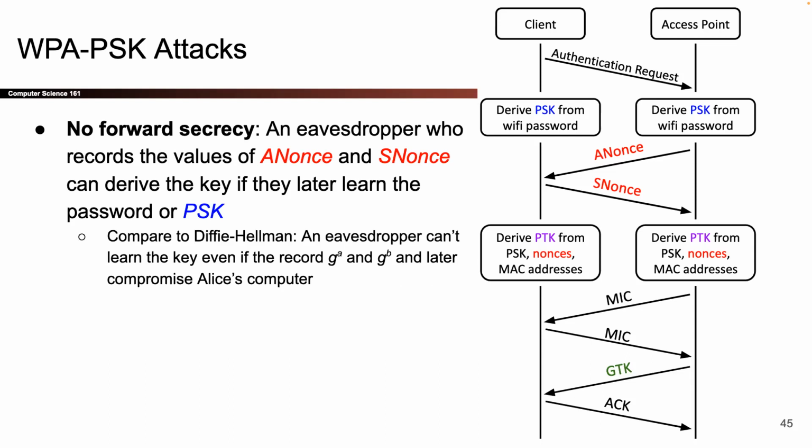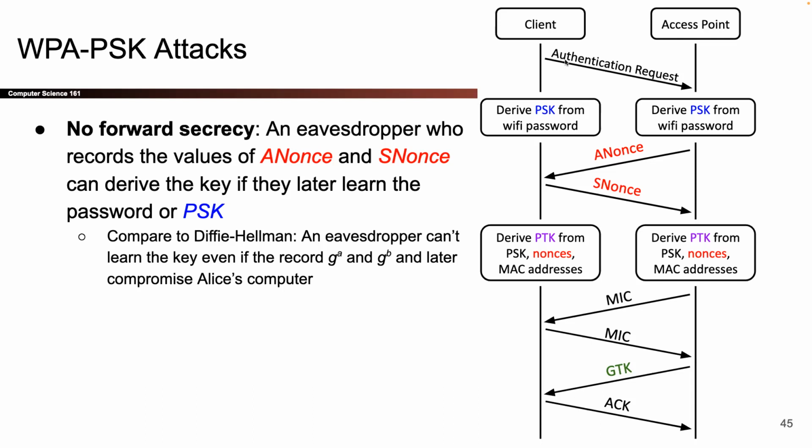And in the future, if someone ever tells them the password or they ever learn it, they can come back and take these values that they wrote down and decrypt them and figure out what you were saying in the past. So there's no forward secrecy. Okay, those are the three attacks of the day that you have to know. Anything else you would like to know about them?